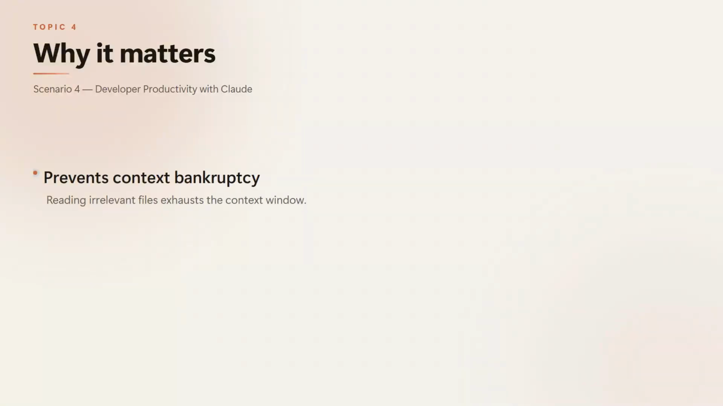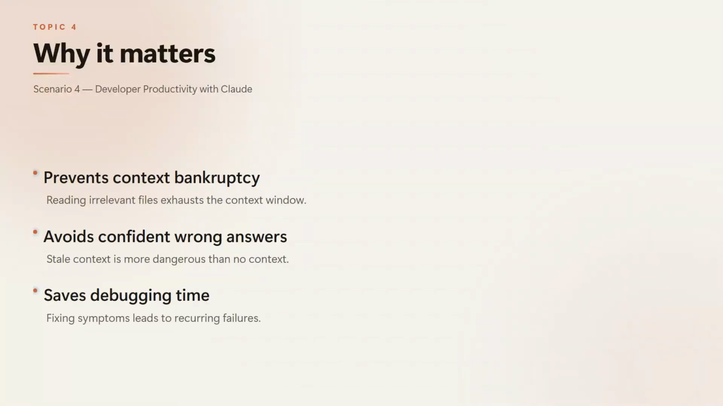Without this, you get context bankruptcy. The agent reads every file to answer a question a search would have answered, exhausts its window, and either fails or, worse, gives a confident wrong answer based on stale context. In production, that means debugging sessions that end in confusion, refactors that miss critical callers, and a system that is reliable only until the context fills up. This technique prevents that by forcing you to spend context only on files you know matter.